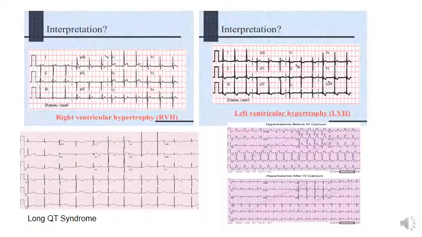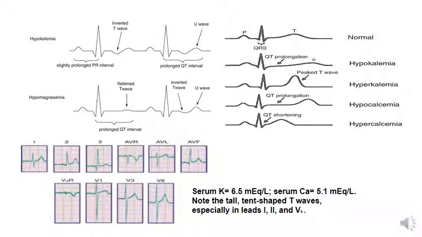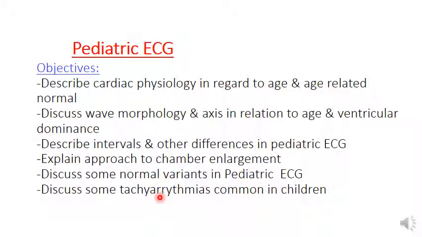Also, this is long QT syndrome. And these are other tracings of ECG findings with peaked T wave in hyperkalemia, and in hypercalcemia, tall tented T wave. So these are your learning objectives.